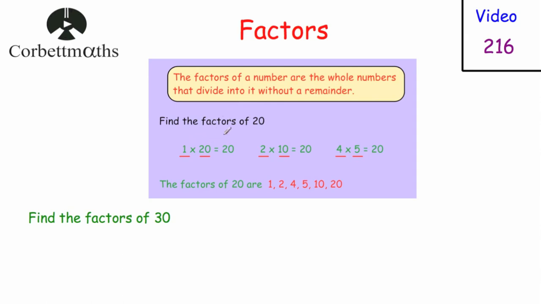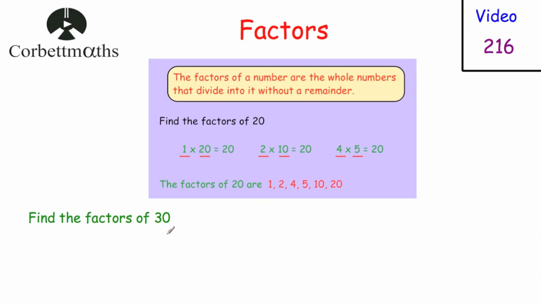Well, 1 times 20 is 20, 2 times 10 is 20, and 4 times 5 is 20. So that means the factors of 20 are 1 and 20, 2 and 10, and 4 and 5. And whenever we put them in order, they would be 1, 2, 4, 5, 10, and 20. And they're the whole numbers that divide into 20 without a remainder, because you can divide 20 by 1, 2, 4, 5, 10, and 20, and you'll have no remainder.